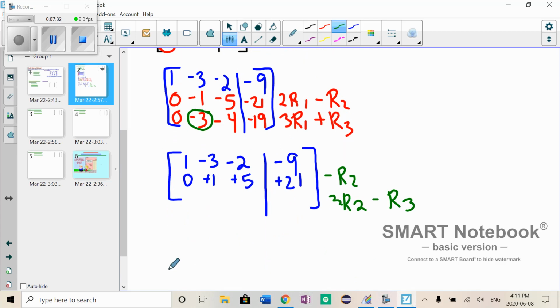Okay, so I'm going to do 3 times this one minus this one is still 0. See, I didn't mess up that 0 that I got there. So I'm going to do 3 times this one is going to be negative 3 minus negative 3 is 0. That's good. I'm going to do 3 times this one, which is negative 15 minus negative 4 is negative 11. And 3 times this one is negative 63 minus negative 19, which is negative 44.